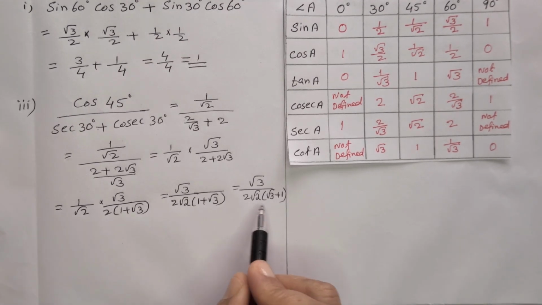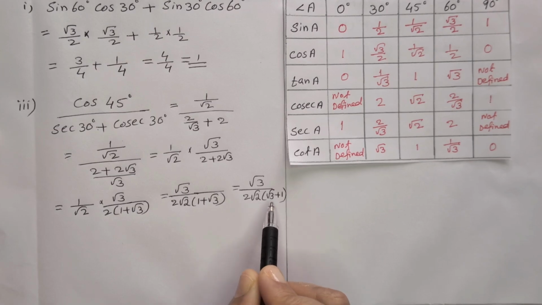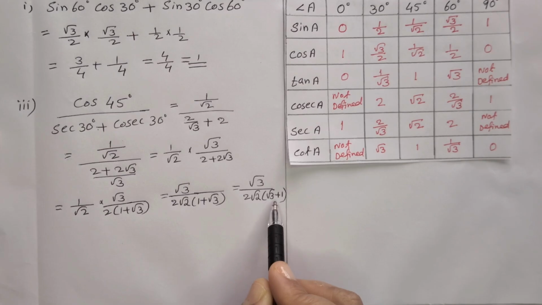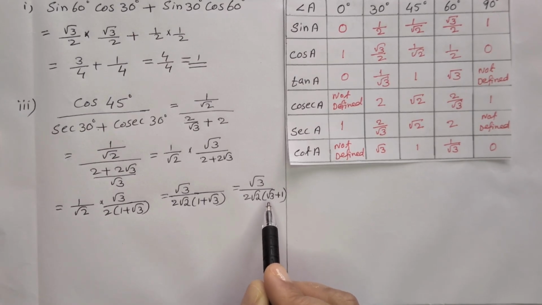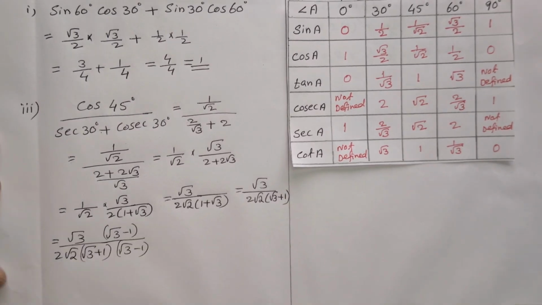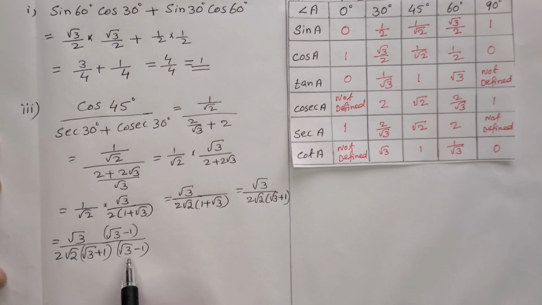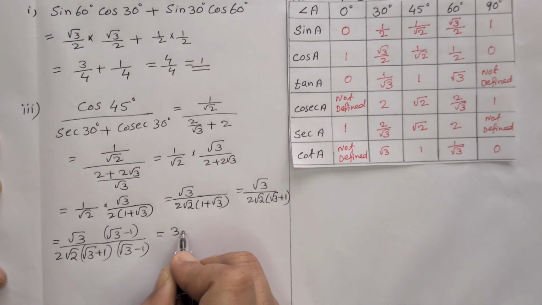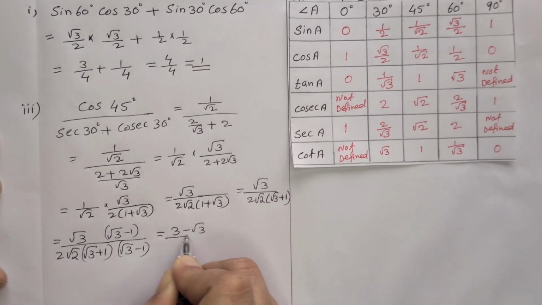Then we have to rationalize the denominator. Here in the denominator the root 2 is there, root 3 also there. So first we are going to rationalize this root 3 plus 1 by multiplying with the conjugate, root 3 minus 1, the numerator and denominator. With that we multiply: root 3 into root 3 is 3, root 3 into minus 1 is minus root 3 in the numerator.